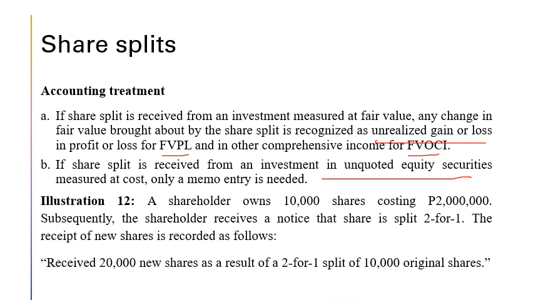So for example, a shareholder owns 10,000 shares costing 2 million pesos. The shareholder receives a notice of a split 2 for 1. So the receipt of the new shares will be recorded as a memo entry. For every 1 share, it will be converted to 2 shares. So there would be 20,000 new shares as a result of a 2 for 1 split of 10,000 original shares.